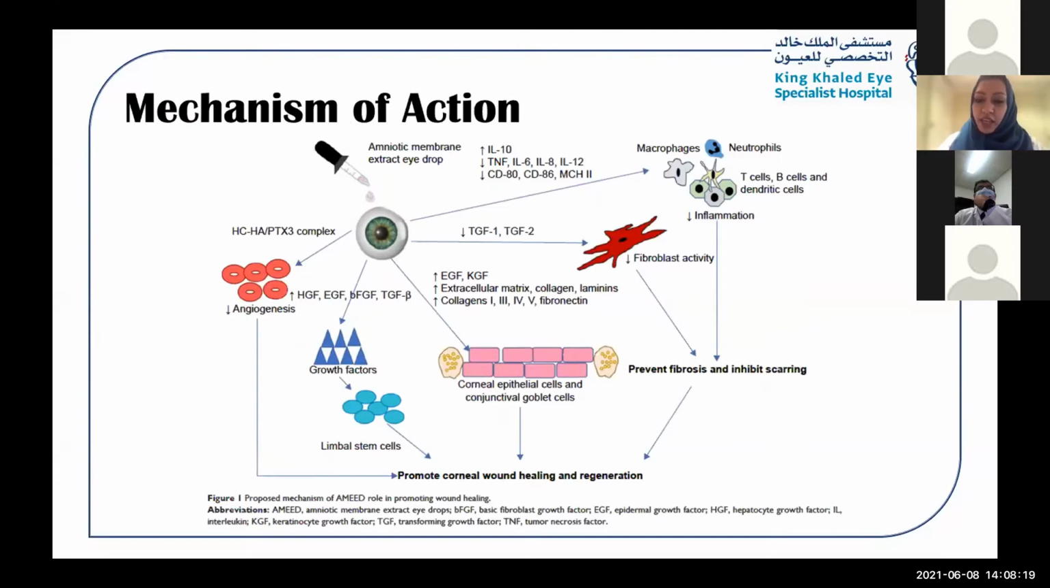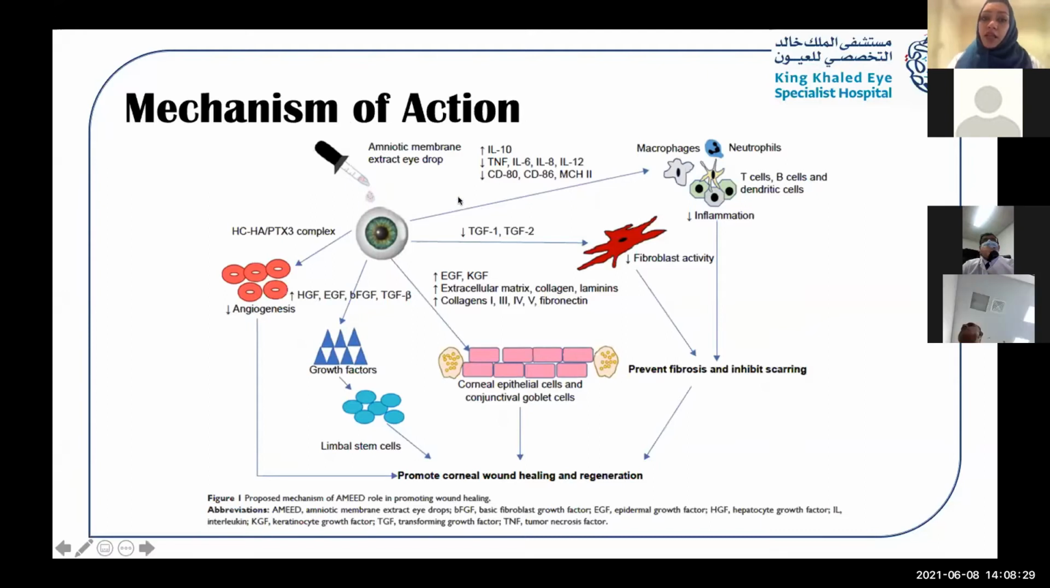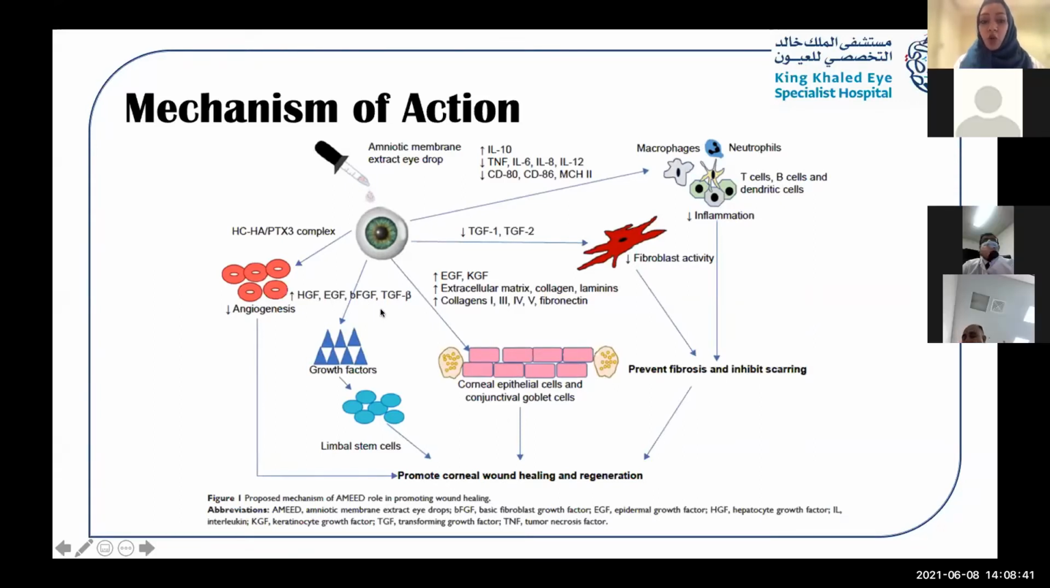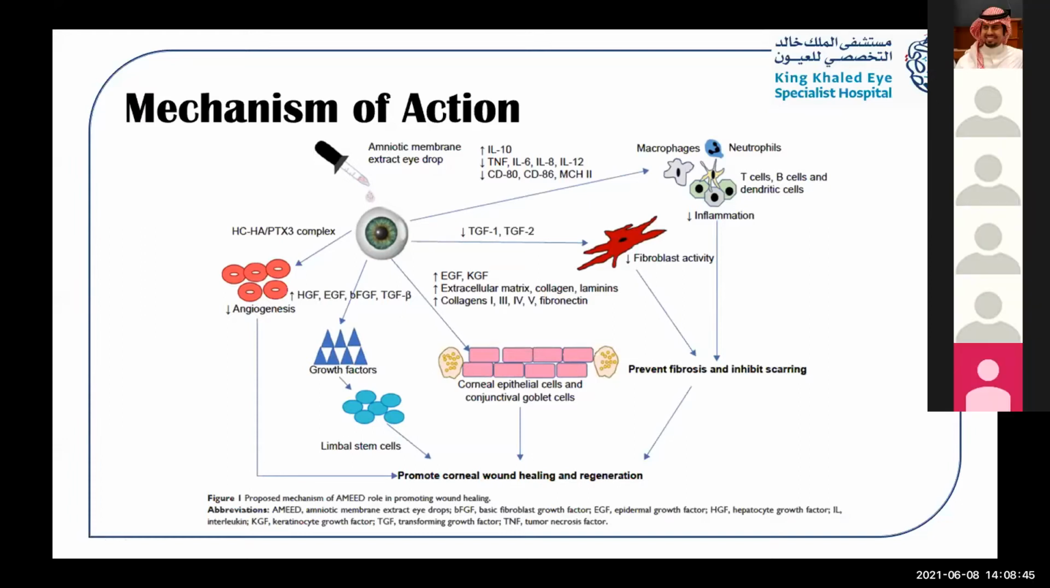This is an application of how the amniotic membrane drops affect the ocular surface dynamics. Like we mentioned, the amniotic membrane has high numbers of hepatocyte growth factor, epithelial growth factor, fibroblast growth factors. All of these growth factors promote the limbal stem cell differentiation and proliferation, and hence they promote corneal wound healing and regeneration.